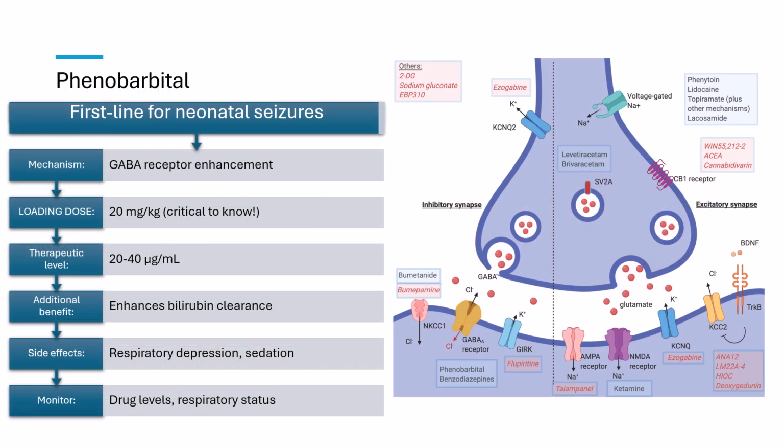Phenobarbital works by enhancing GABA-mediated inhibition in the brain, decreasing neuronal excitability. The loading dose is a high-yield fact. 20 IV is the standard initial dose for seizures. Maintenance dosing typically starts at 3 to 5. The therapeutic level range is 20 to 40.